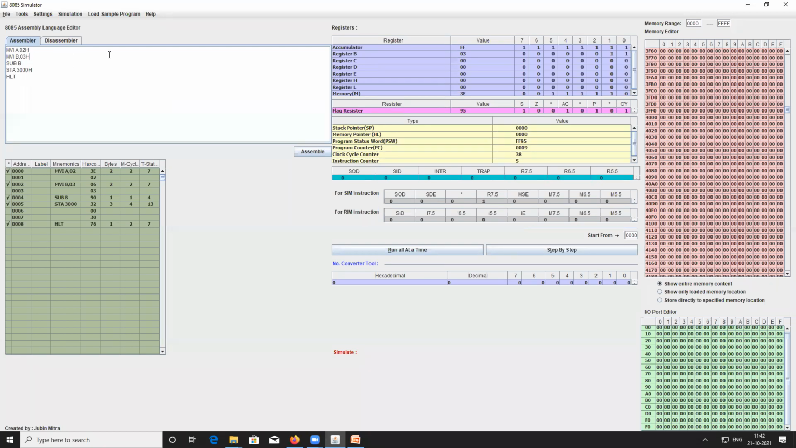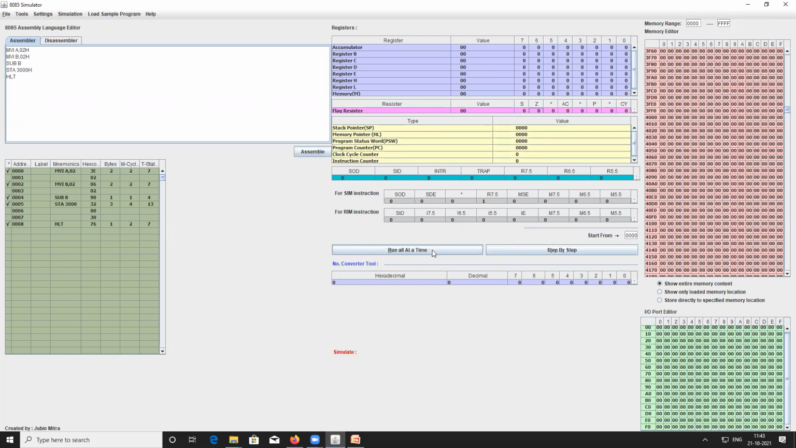If I give 2 and 2 here, which flag will be generated? See, 2 minus 2. What is the answer? The answer is 0. If the answer is 0, then the zero flag will be generated.